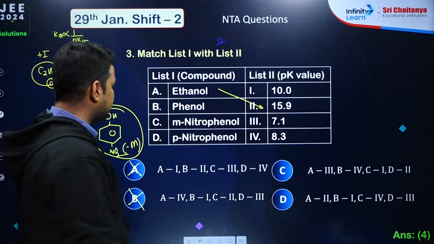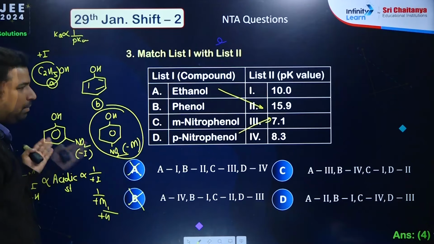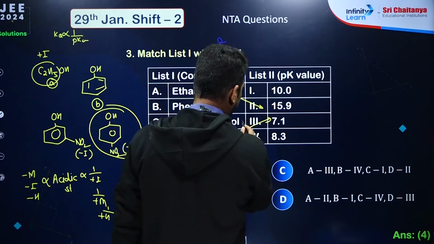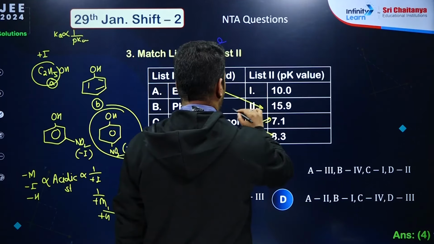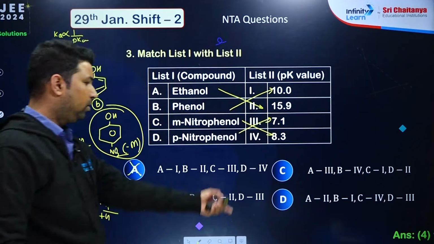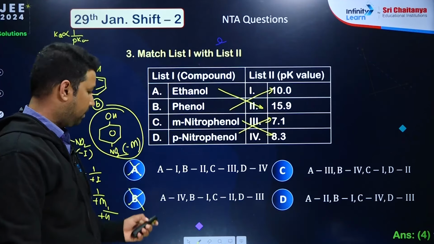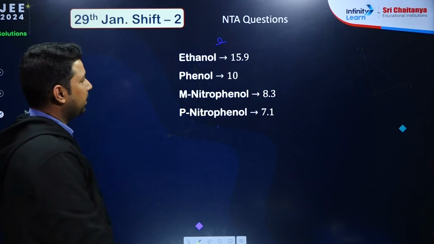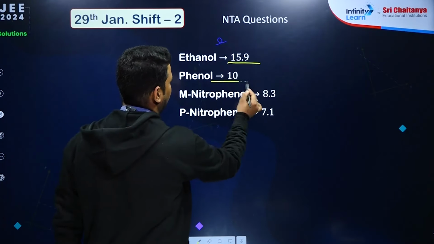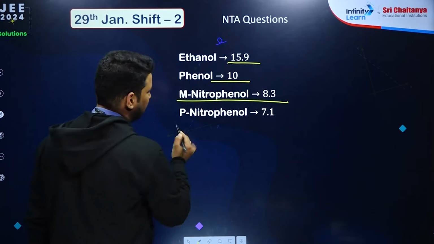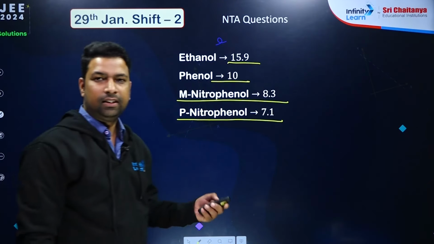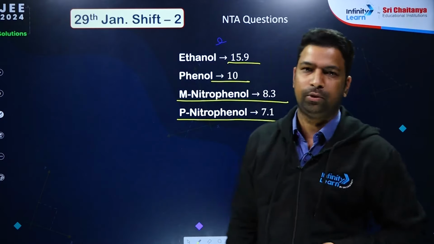But still you can check. The second highest acidic is meta-nitrophenol. So it should have the value 8.3 and phenol has 10. So your fourth option will be correct. Okay. So these are the values. Ethanol has 15.1, the highest, then phenol, then meta-nitrophenol 8.3, then para-nitrophenol is 7.1. So hence this was the solution of your question.